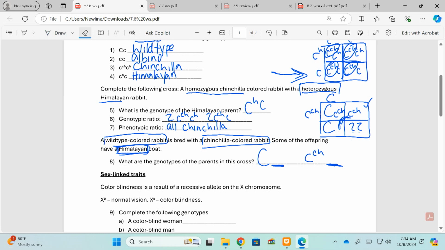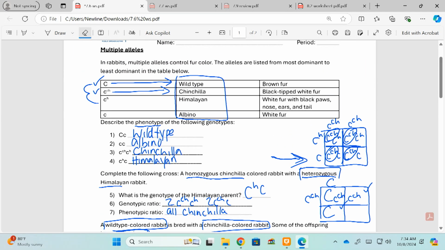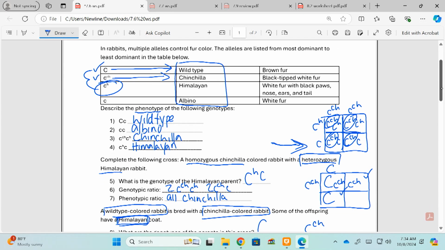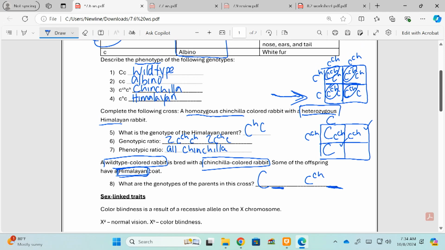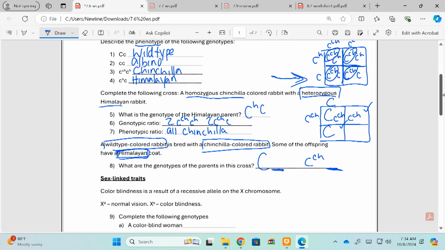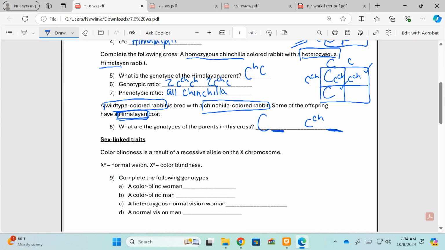So let me erase this box, and let's see if we can think of something that would produce a Himalayan rabbit. The allele for Himalayan rabbit is this. So what we can do is just put this one as the other allele for both parents. So let's see what would happen then. So I'm going to finish filling in my Punnett square here.